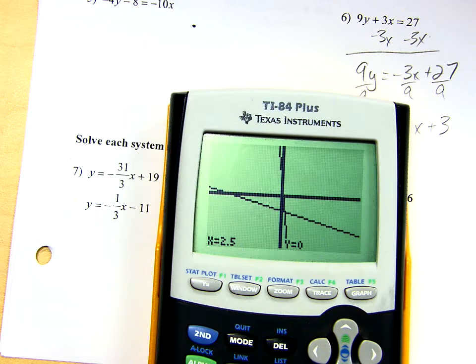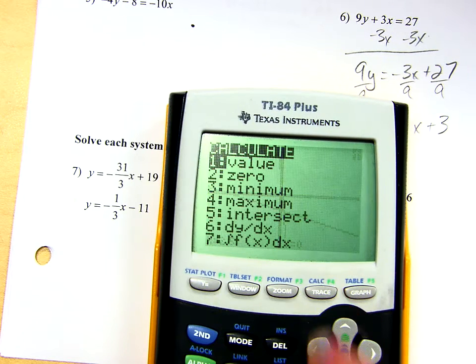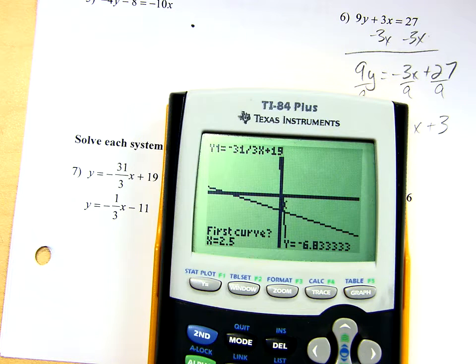So, guess what? Have you seen the word intersect somewhere on this calculator before? Did you happen to notice it somewhere? Yeah. If you hit second calc, and you take a look at these options, yeah, choice 5 is intersect. So that's the one we're going to pick now, choice 5. Now it's going to ask you a bunch of questions. First curve. First of all, these aren't curves, they're lines. Doesn't matter. The calculator's treating them the same way.